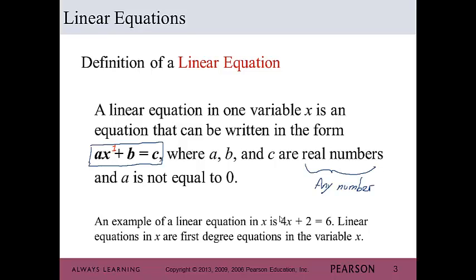Here's an example of a linear equation. 4x plus 2 equals 6.